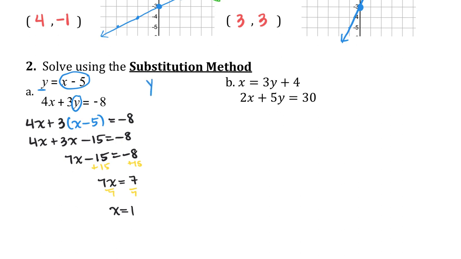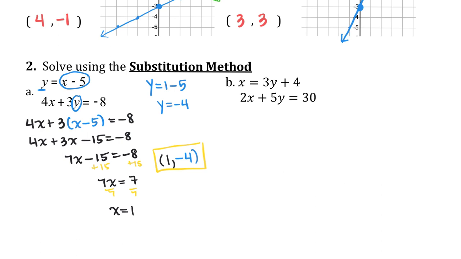So y equals x minus 5. X is 1 minus 5. Okay, and then I'm going to write my answer as an ordered pair. So x is 1, y is -4. And your x always goes first, your y goes second, and that's because it goes in order.